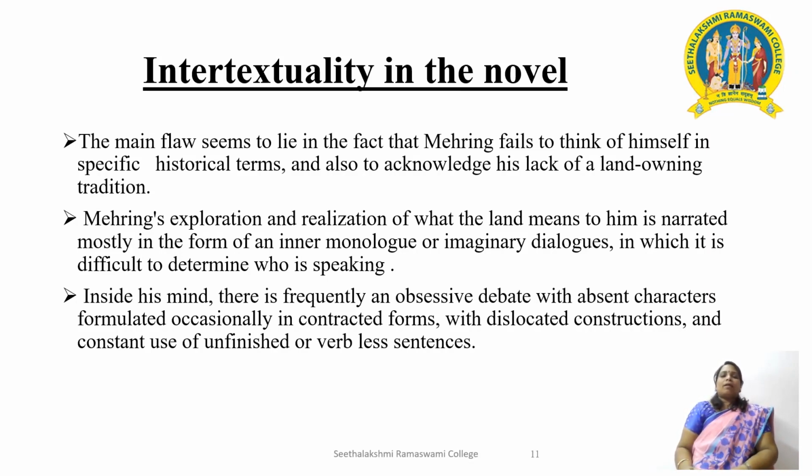The main flaw seems to lie in the fact that Mehring fails to think of himself in specific historical terms and also to acknowledge his lack of a long mourning tradition. So Mehring needs reference because he doesn't know the language, how to communicate with the black people, and Zulu culture and Zulu mythology that was followed by the indigenous people of that place. So Mehring felt it very difficult to communicate with everyone. So he needs some reference from previous culture, from previous writings and historical terms. In that way intertextuality enters that novel.